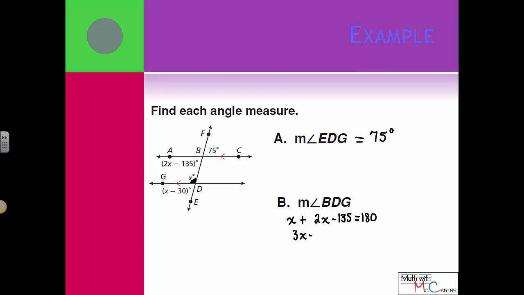So that's 3x minus 135 equals 180. Add 135 to both sides. And we get, let's see, 315, divide both sides by 3, and x turns out to be 105. So if x is 105, that's how big that angle is, 105 degrees, because that angle is x degrees. So I just used here the alternate exterior angles theorem, and I used the same side interior angles theorem for part B.